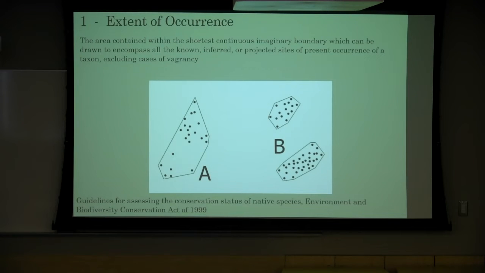So the first metric that we looked at was extent of occurrence. Pretty much what this is, you look at all the samples you have for a species, geographically laid out, you draw a polygon around them, like you can see here for species A and species B, and then you take the area of this polygon. This is a good way to get a rough estimate of a species range size. And this is also a standardized method that gets used by the IUCN and the EPA.